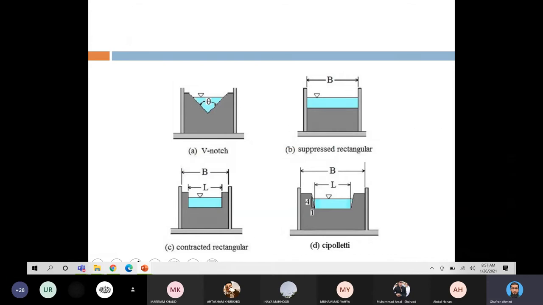A weir, just like a notch, can be V notch type. It can be suppressed rectangular, contracted rectangle, and Cipolletti means trapezoidal. So what is the difference between B and C? Can anyone tell? What is the difference between B and C? Sir, C is enclosed between two walls and B is open. Okay, and B, what is B? Sir, B is open, we don't have any wall around.